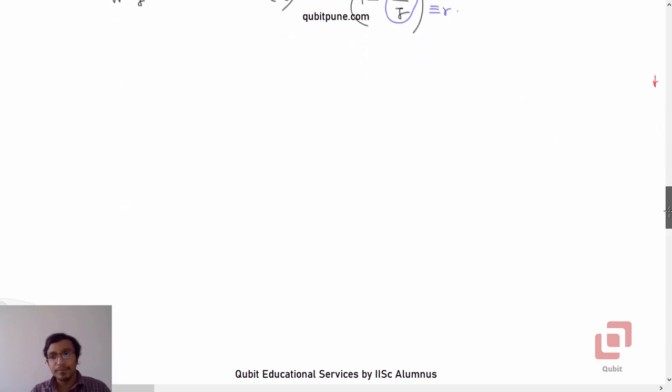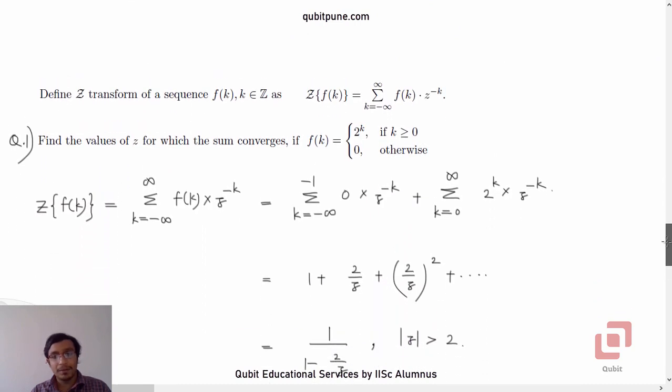For this we are going to introduce ourselves to a term from discrete mathematics known as the Z transform. We are going to define this Z transform of a sequence f of k where k is any integer as follows. Now we already know what sequences are, right?